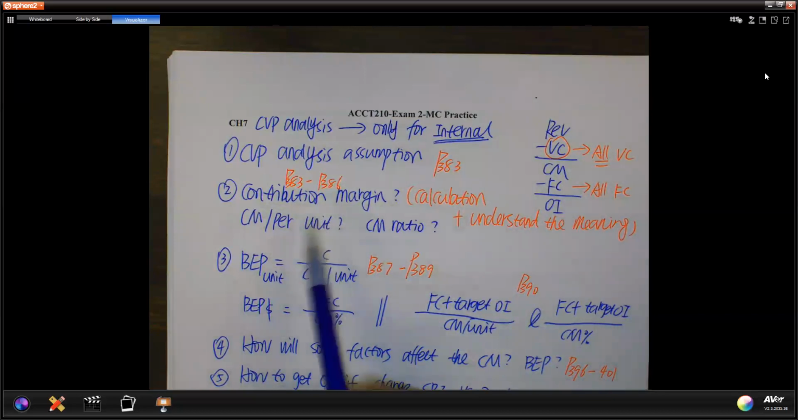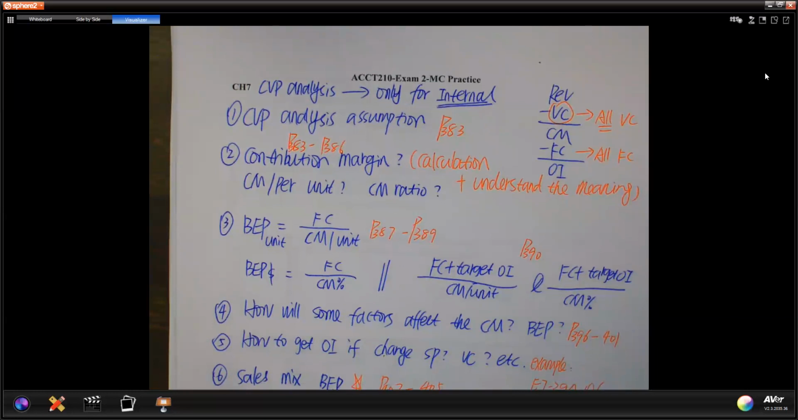Contribution margin means the part that will contribute to cover your fixed cost and then affect your operating income. So if the question says, you do this, you do that, how will the operating income be affected, up or down, that is only related to the change of contribution margin. That's the part that is important to understand.